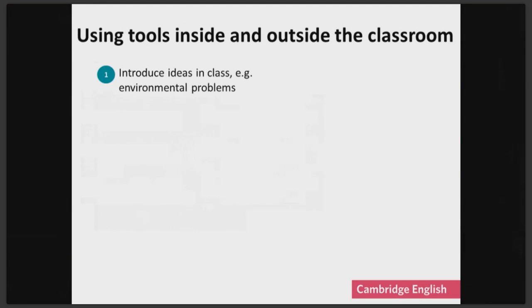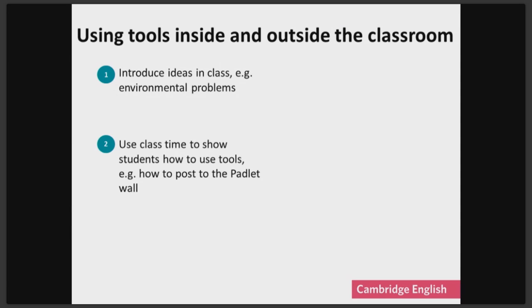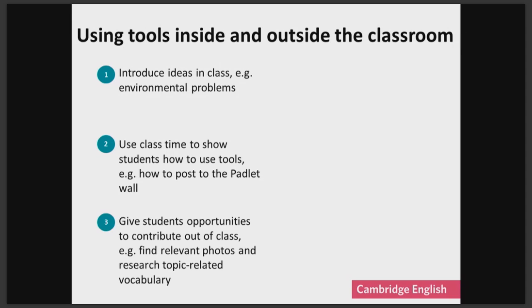Step 1. The teacher introduces the topic, in this case, environmental problems. Step 2. In the class, the teacher shows the learners how to post to the Padlet page and makes sure they're familiar with how to use the digital tool and any safety features they should know about. Step 3. The students are asked to do some work using the digital tool out of the classroom. In this case, finding photos about environmental problems and researching vocabulary related to the topic.